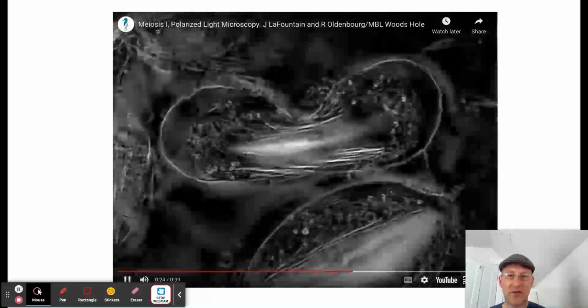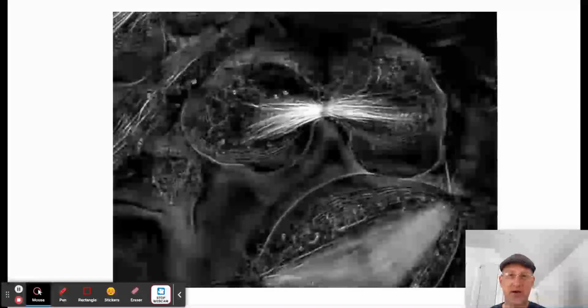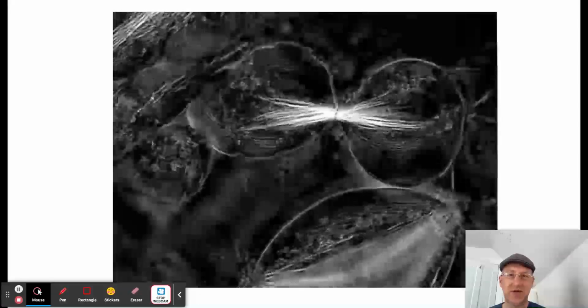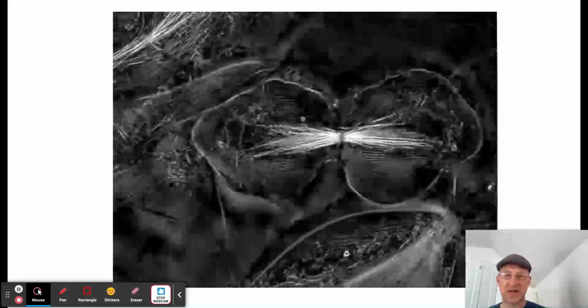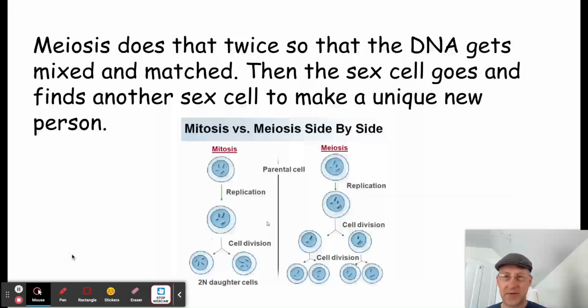And now you are cloning yourself. You're cloning yourself, and off you go, pinching it off. And suddenly the DNA has doubled itself. This is simply mitosis. The body is just going into a mitotic switch. So meiosis does that twice, so the DNA gets mixed and matched when the sex cell goes and finds another sex cell to make a unique new person.